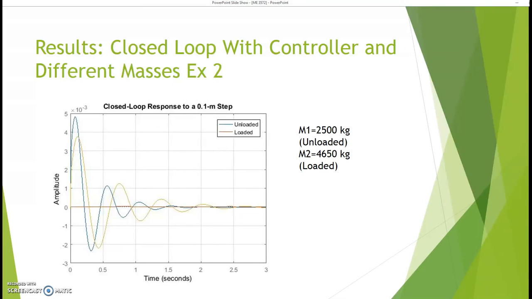A second test was done increasing the weight to 4,650 kilograms, which would assume the bus would be at maximum capacity. The results of the response were also graphed compared to the unloaded bus. Like the previous case, the controller was able to manage the system to meet the requirements.